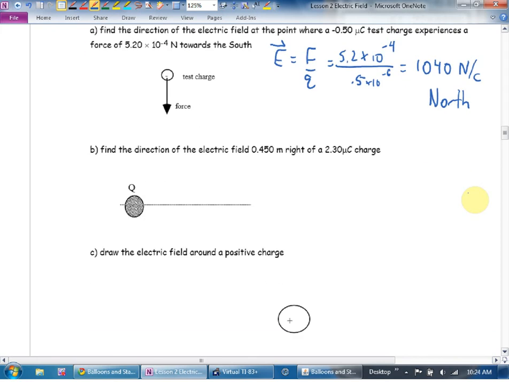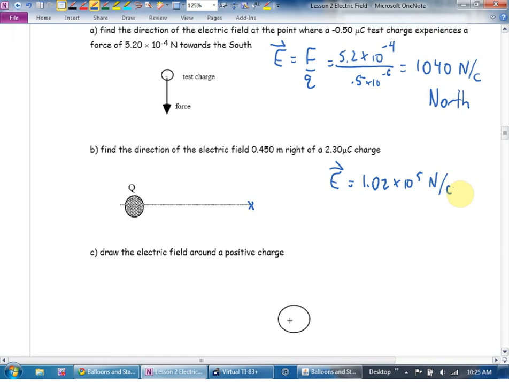It says, find the direction of the electric field 0.45 meters to the right of a 2.3 microcoulomb charge. We already calculated the magnitude on the previous page. What was the magnitude on the previous page? Someone turn back and tell me. Yeah, a little quicker next time, boys and girls. Times 10 to the fifth? It's on the same piece of paper, but it is on the previous page. I just want a little faster reaction than that.